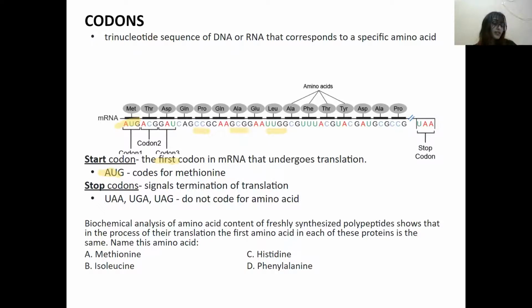Next, we have stop codons, and they are obviously for termination of translation. They can be UAA, UGA, and UAG, and they do not code for any amino acid. Now let's look at this question. In the process of translation, the first amino acid of these proteins is the same. Why? Because the start codon AUG is the first codon every mRNA has, and AUG always codes for methionine. So obviously for every protein, the first amino acid will always be the same, that is methionine.